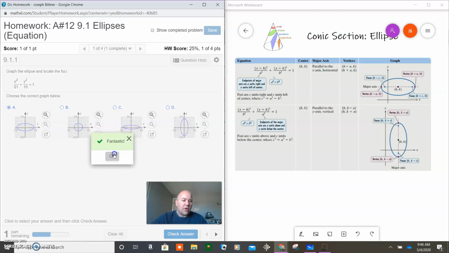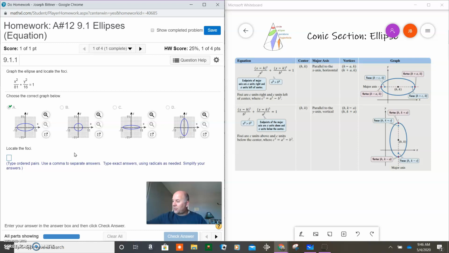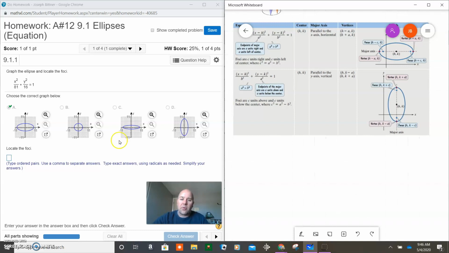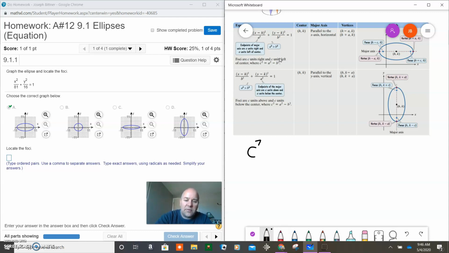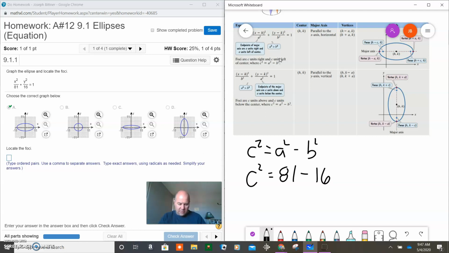Easy to identify. The hardest part about this is finding the foci, so let me get my marker out here. Remember, I'm going to point out some things here. Just don't forget this formula. Let me get my pen here. It's going to be C squared equals A squared minus B squared. Really, it's just always the larger denominator minus the smaller denominator. So it's 81 minus 16. Let me grab my calculator for that. So 81 minus 16, I get 65.